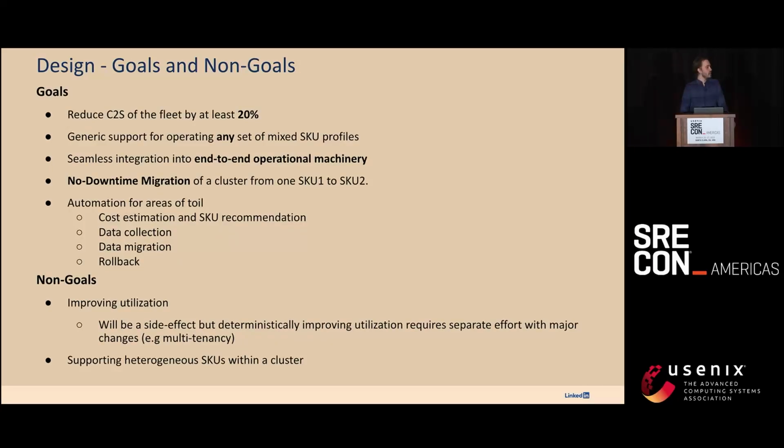And our non-goals. Okay, we don't really want to improve the utilization per host. We just want to save money. If we accomplish the goal of saving 20%, we're happy, even if the utilization may still be low.